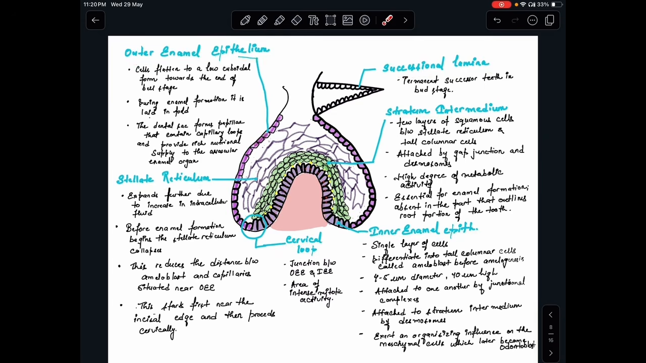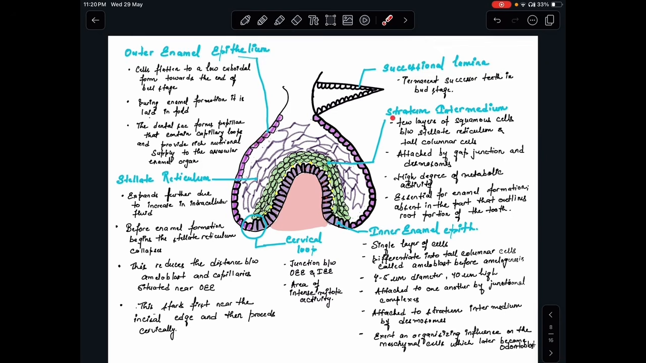Starting with what's new, we had this kind of structure up till the cap stage as well. What is this? This is the successional lamina, and this is new in the early bell stage. What does it represent? It represents the bud stage of the permanent successor of the tooth. Imagine this is the germ of a deciduous central incisor. Sometime it will be replaced by a permanent central incisor. So it is the bud of the permanent central incisor that will replace this. This is called the successional lamina and it is visible in the early bell stage.